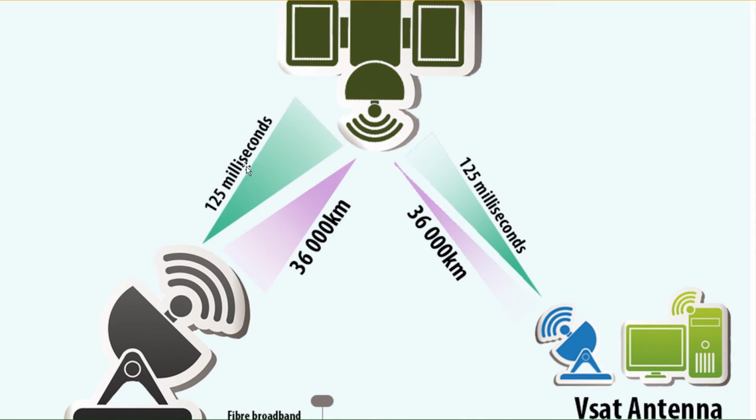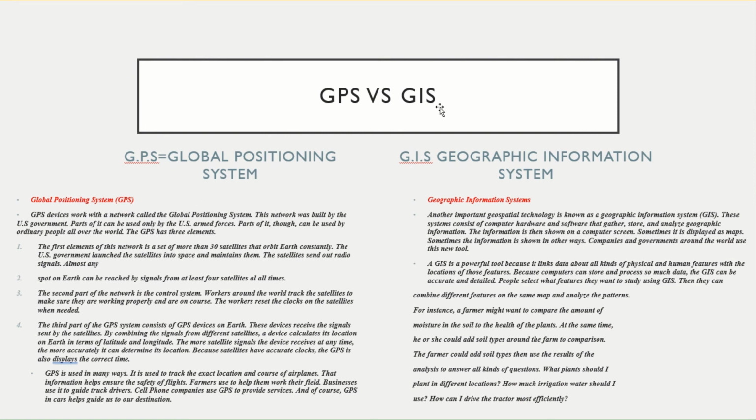So remote sensing gets information from the earth and sends it to the satellite, and from the satellites the information goes to the GIS system, the different modern tools, where we can find and utilize that information. So you can see here the differences between GPS versus GIS.